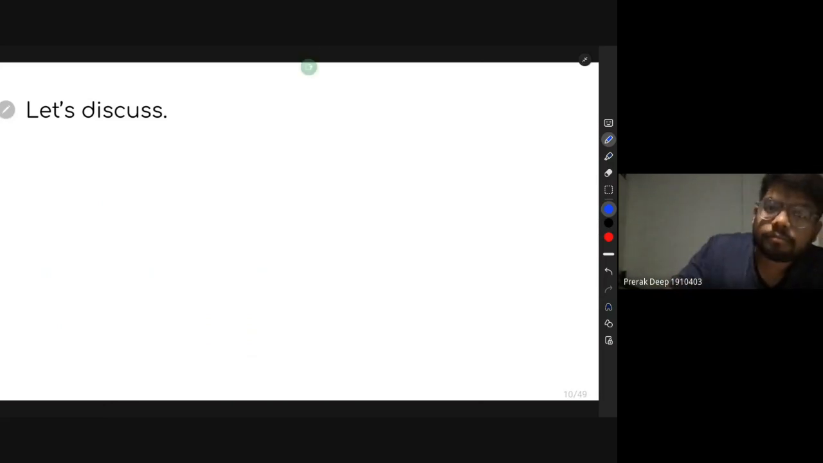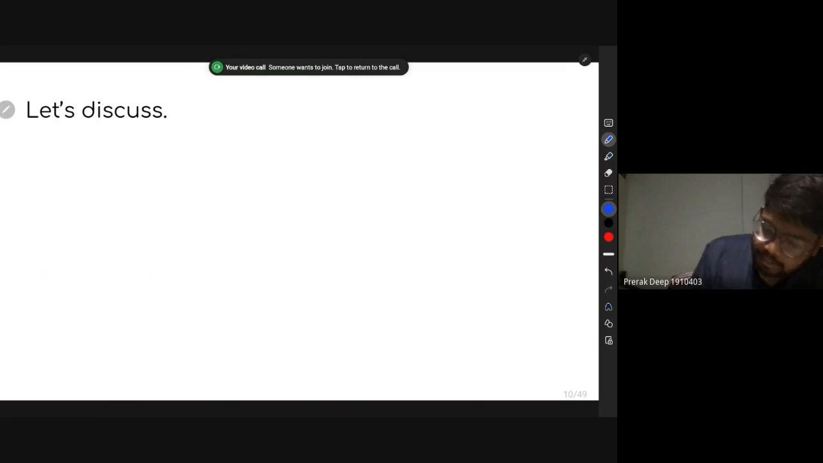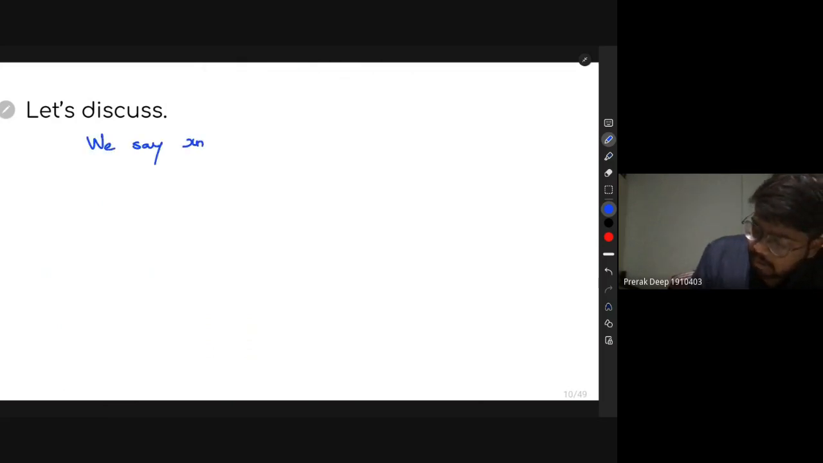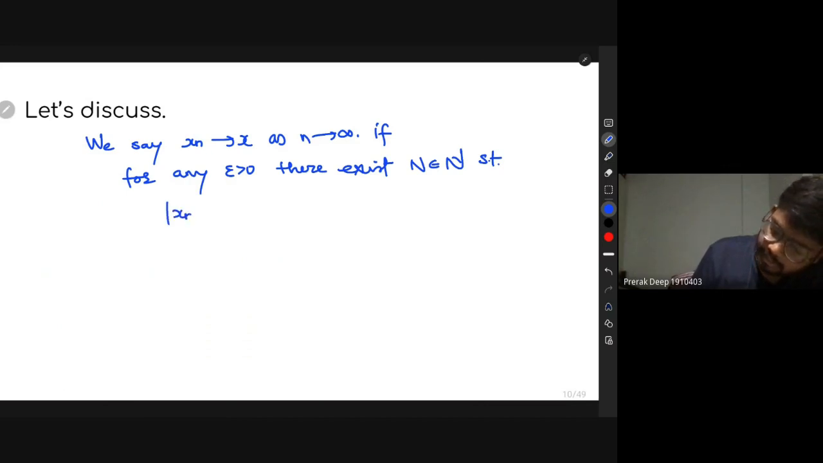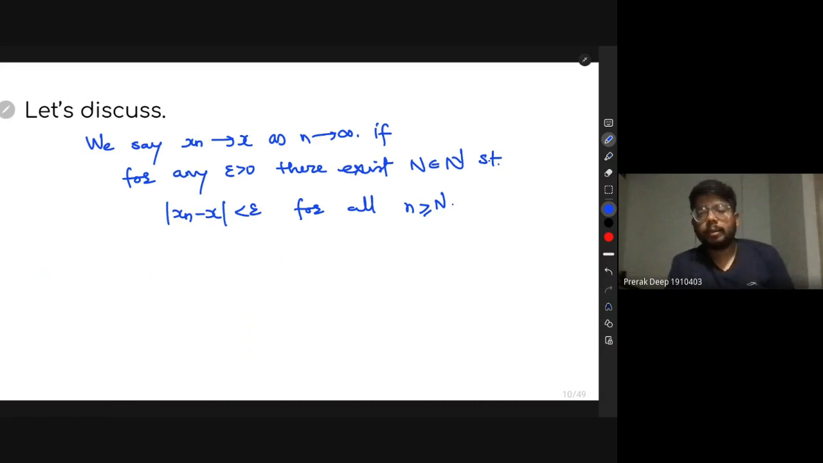We say xn is convergent to some x as n tends to infinity if for every epsilon, for any real value epsilon, there exists a natural number N such that the absolute value of xn minus x is smaller than epsilon for all n greater than or equal to that capital N.